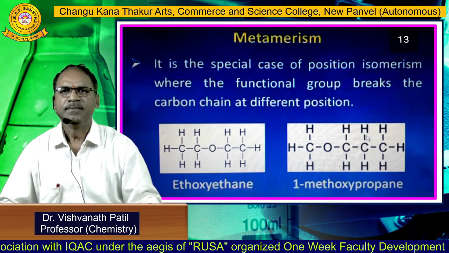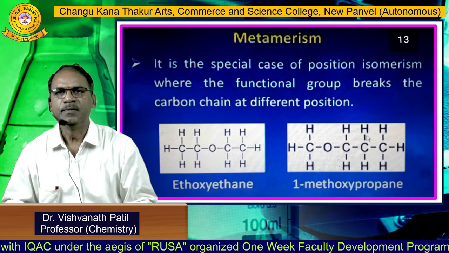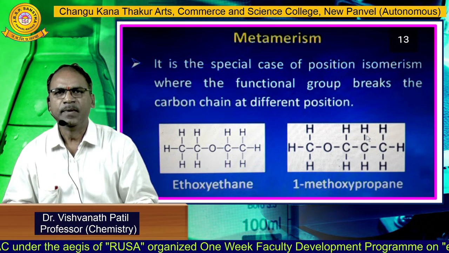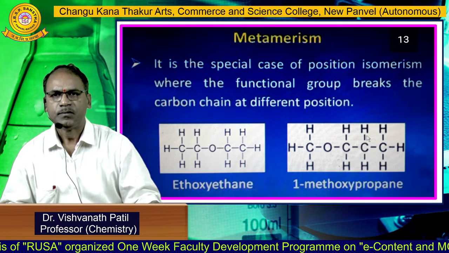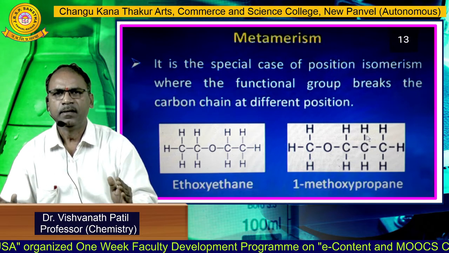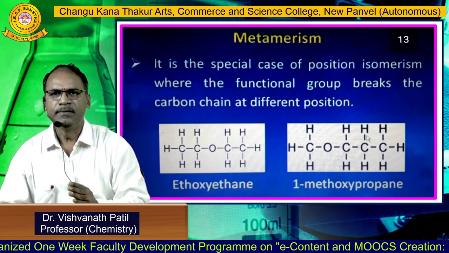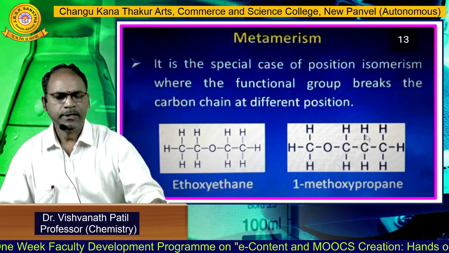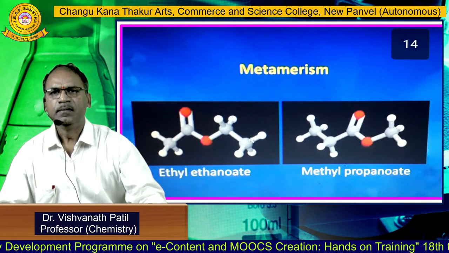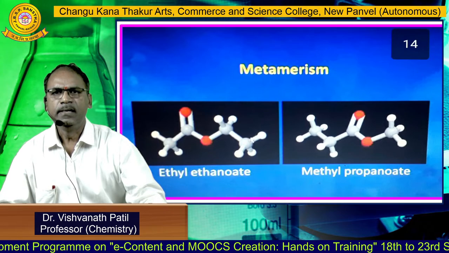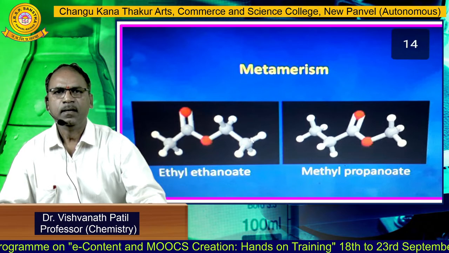Metamerism is a special case of position isomerism where the functional group breaks the carbon chain at a different position. The breakdown of the straight chain and the change in the position of the connectivity of oxygen is known as metamerism. This is the example: ethyl ethanoate or methyl propanoate.